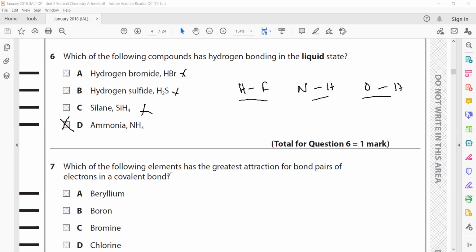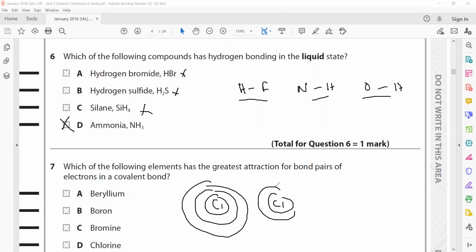Question 7. Which of the following elements has the greatest attraction of the bond pair in a covalent structure? Beryllium and boron are in group 2 and 3, so they don't have a covalent structure, and we are left with C and D. When we check, chlorine has 3 shells: first shell 2 electrons, second shell 8, third shell 7, and the same for the other chlorine. So the distance from the nucleus to the shared electrons is minimum, so it will have the greatest attraction. That's why D is the right answer.